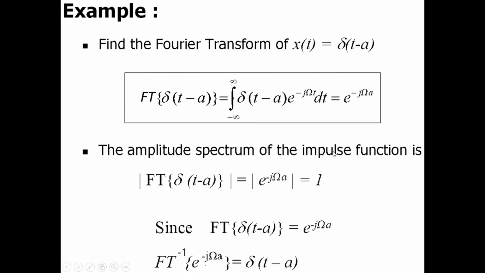The amplitude spectrum of the impulse function: because this is the frequency response, if we take the modulus of this, that will become the magnitude response. The magnitude response, if you solve it, will be equal to 1. So since the Fourier transform of delta(t minus a) is e to the power minus j omega a, by the inverse Fourier transform you will recover the impulse function back, shifted by a.